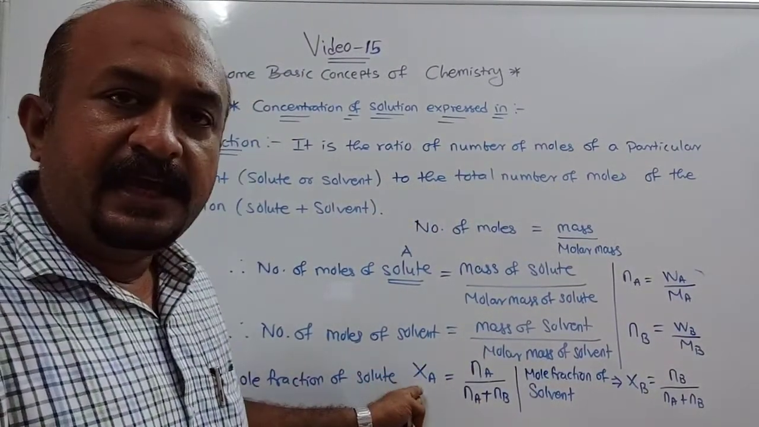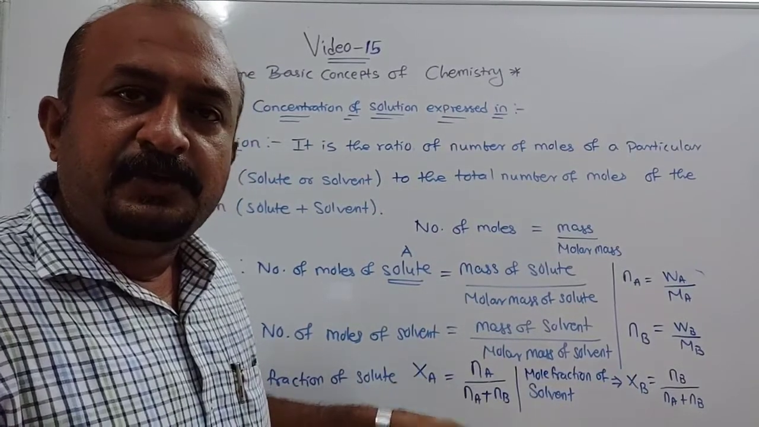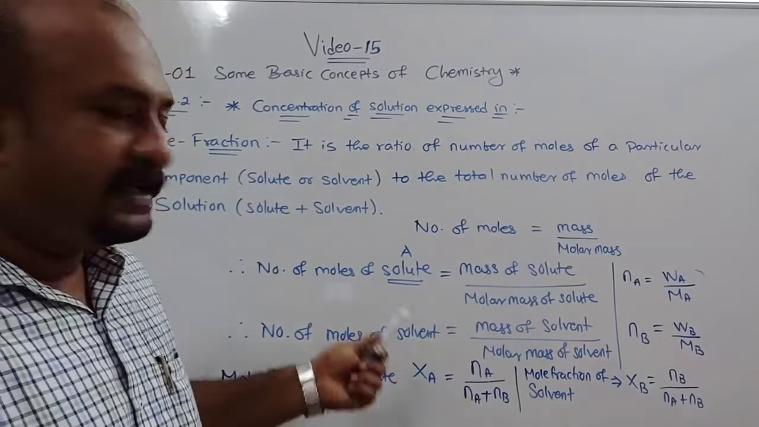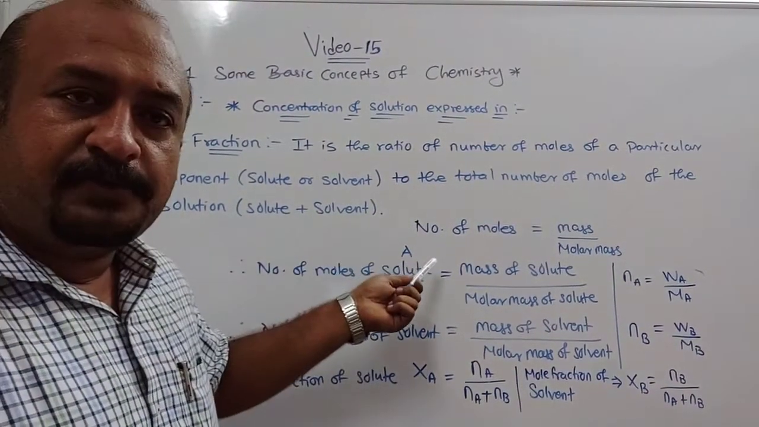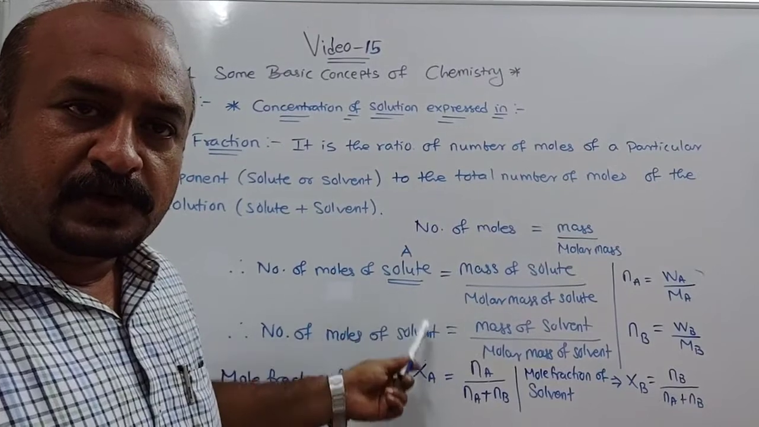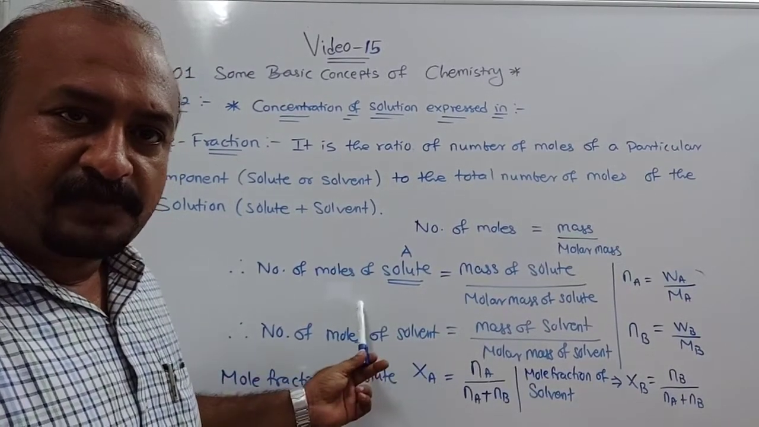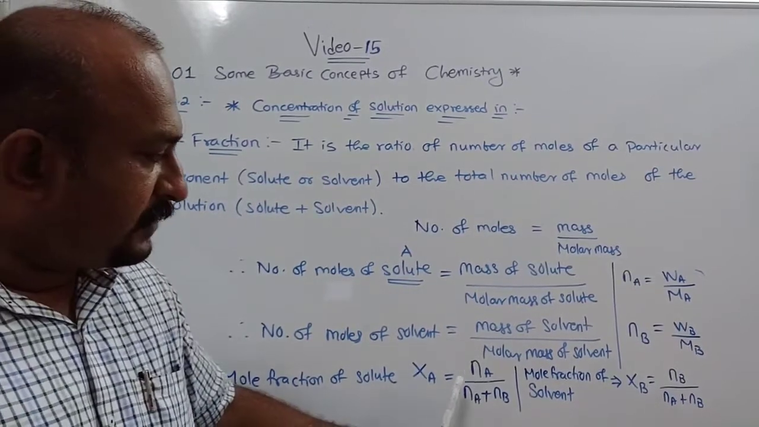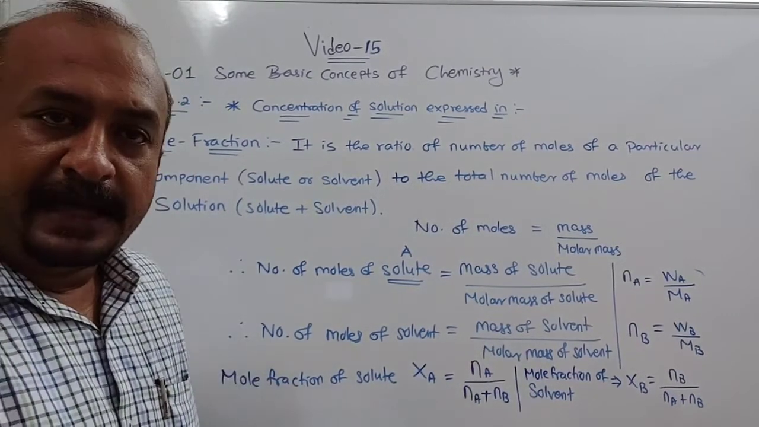And instead of A, you can also write 1, and for B you can write 2. This also you can use. So I think it is clear what mole fraction is. First we found out how to find the number of moles. Moles of solute and solvent can be found using the formula I said. And the mole fraction of solute, XA, is equal to Na upon Na plus Nb.